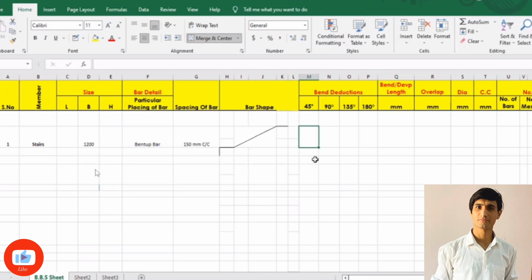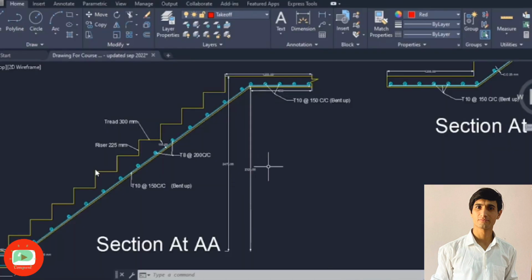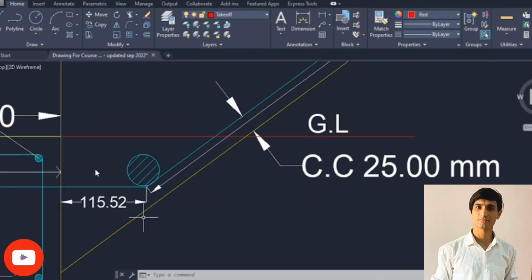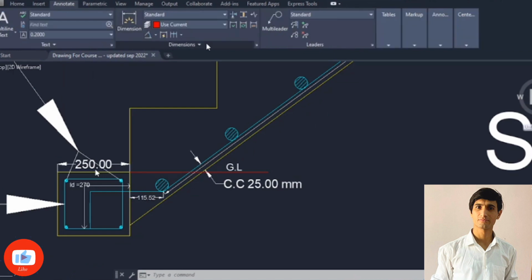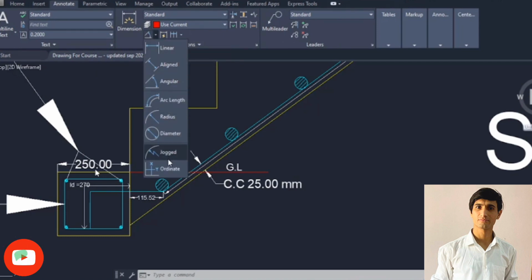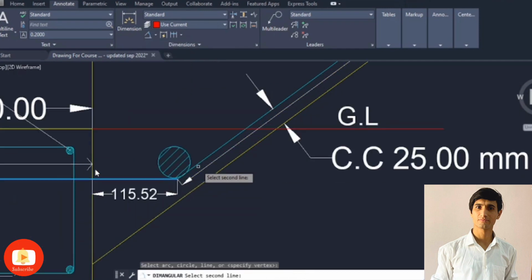Now next to it, we need to go for the bend directions, and it is very important to check the bends over here in this stair. So how can we check the bends? First of all, we will check the bend at this position. So we will go here in Annotate. Then in the dimension panel, you can see we have options regarding the dimensions: the linear, the aligned, the angular. So we will go with the angular option, and we will find out the angle over here.